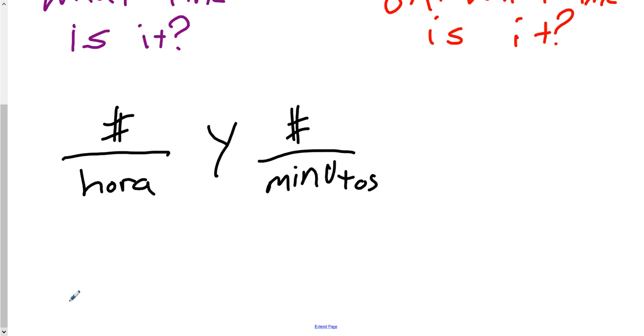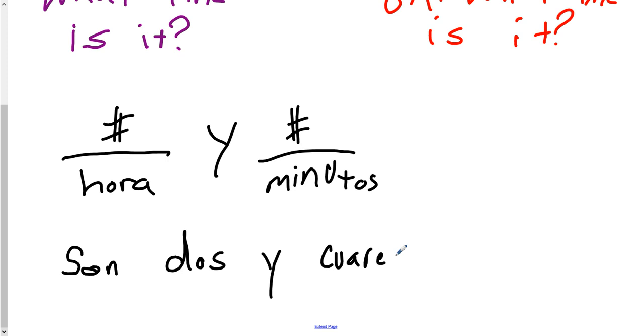So for example, if I want to say that it is 2:40, I would say son, because 2 is plural. Son, literally they are, but it's because it's 2, it's considered plural. 2:40, 2 and 40 minutes. Good? If it is 1 o'clock, that's the only one you'll change it for. Everybody else will be son.